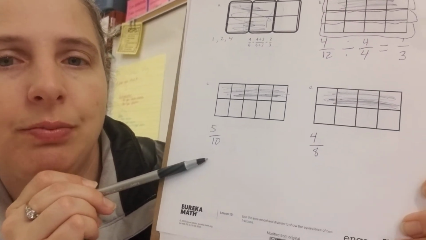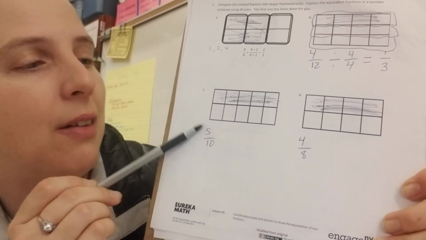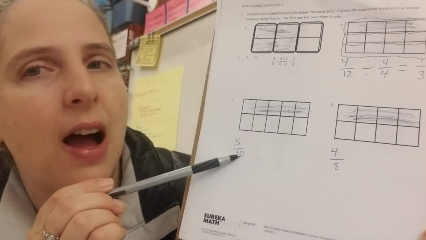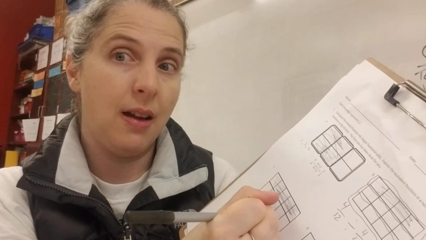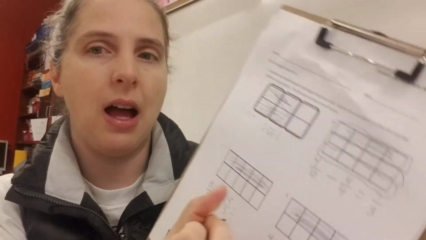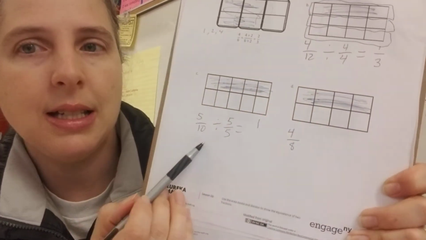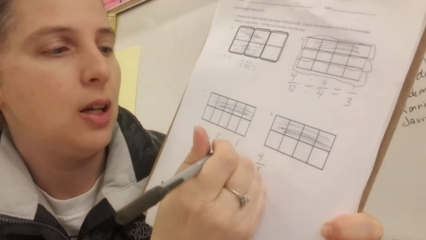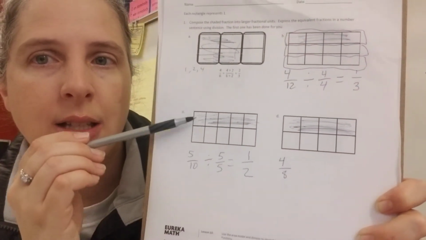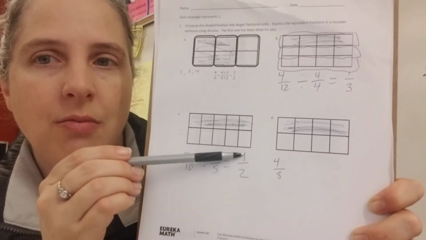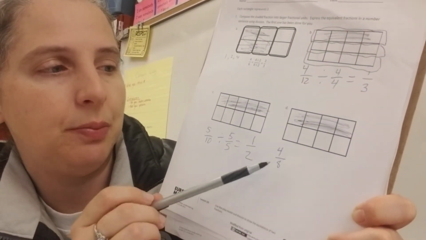5 and 10. Now I can think of the factors. 5 is a prime number, so only 1 and 5 go in. But I can look and say, hey, does 5 go into 10? Yes, so I can divide by what? 5. 5 over 5. 5 divided by 5 equals 1. 10 divided by 5 equals 2. Okay? Do I have 2 lines and 1 of them shaded in? And I did it correctly. I simplified it.